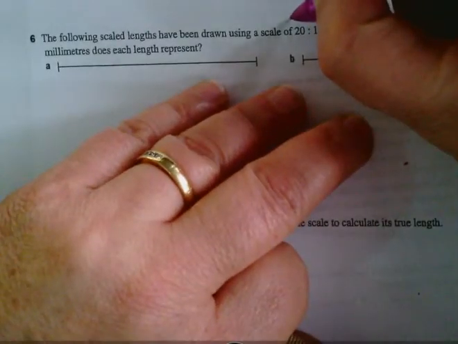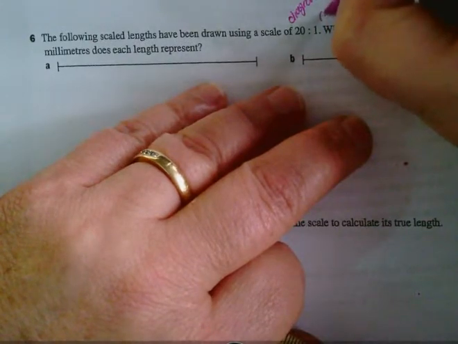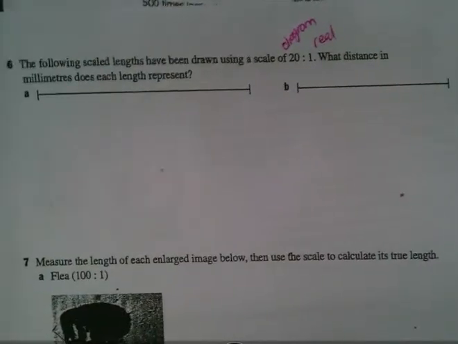The following scaled lengths have been drawn using a scale of 20:1. So that is your diagram and your real. So girls, is the real thing smaller or bigger? The real thing is smaller. So girls, it's always the diagram and the real distance second in the ratio.